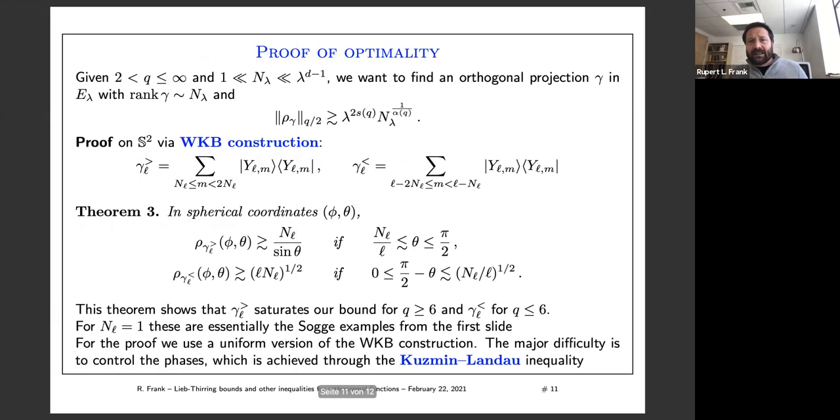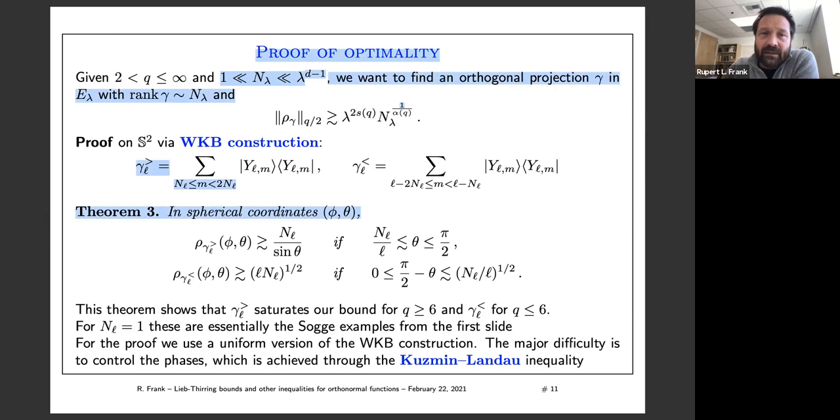What I want to spend the last 2 minutes on is the proof of optimality, because this is a little bit where you have to get your hands dirty. You really have to construct these functions. And I remind you what we want to do is that we're given this power between 2 and q. We're given a sequence of dimensions that goes to infinity, but not as fast as the full dimension of that spectral subspace.